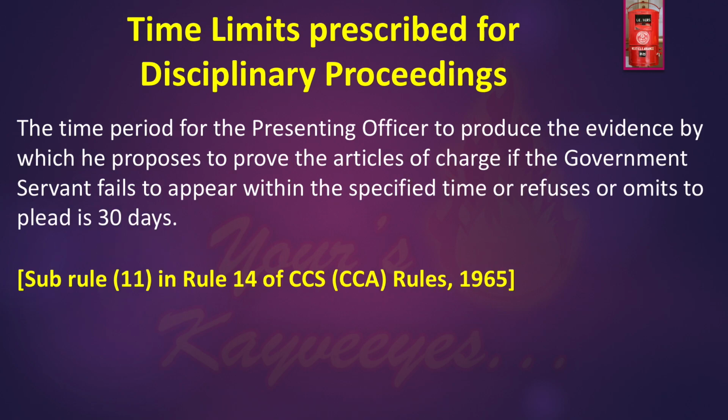The time period for the presenting officer to produce the evidence by which he proposes to prove the articles of charges, if the government servant fails to appear within the specified times or refuses or omits to plead, is 30 days. Suppose he is not either refusing or not attending the inquiry, the presenting officer has to produce the evidences within 30 days, and that should be completed within 30 days. That is sub-rule 11 of Rule 14 of CCS Rules 1965.